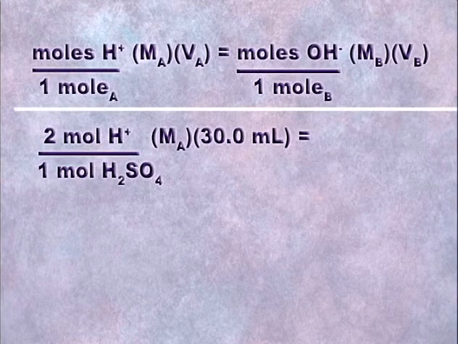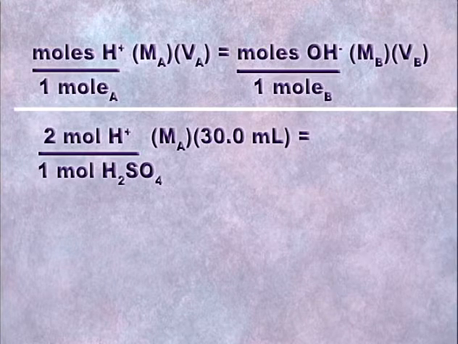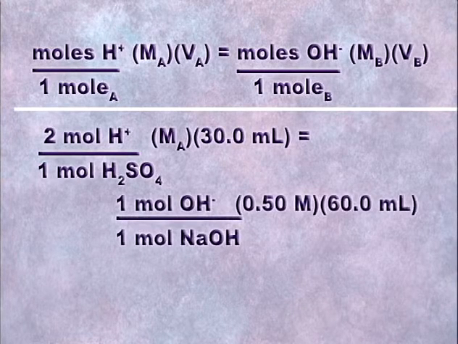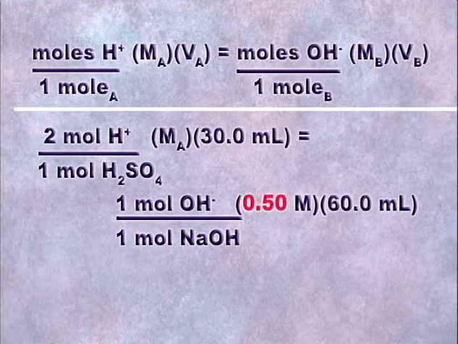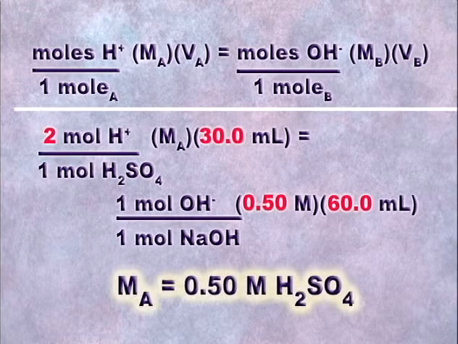In this case, there are 2 moles of hydrogen ions for every mole of acid. The molarity of the acid is unknown, and the volume of the acid is 30.0 milliliters. There is 1 mole of hydroxide ions for every mole of base. The base is 0.50 molar, and 60.0 milliliters of base was used. Multiply 0.50 times 60.0, and then divide by 2 times 30.0 to get the concentration of the acid to be 0.50 molar.